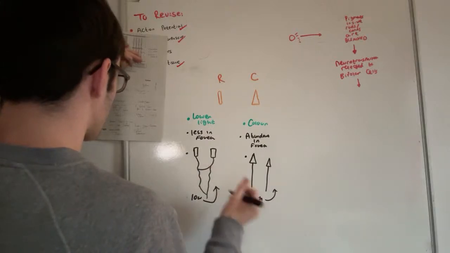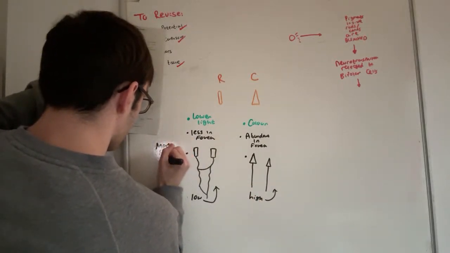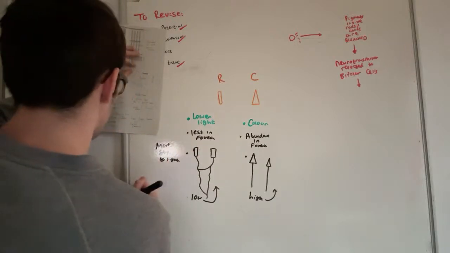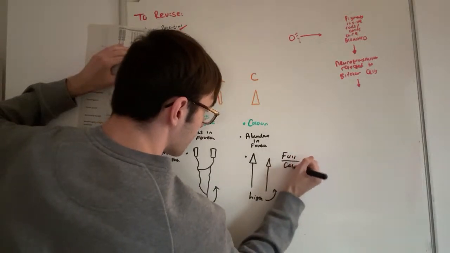Rods are more sensitive to light. And cones allow for the full colour spectrum.